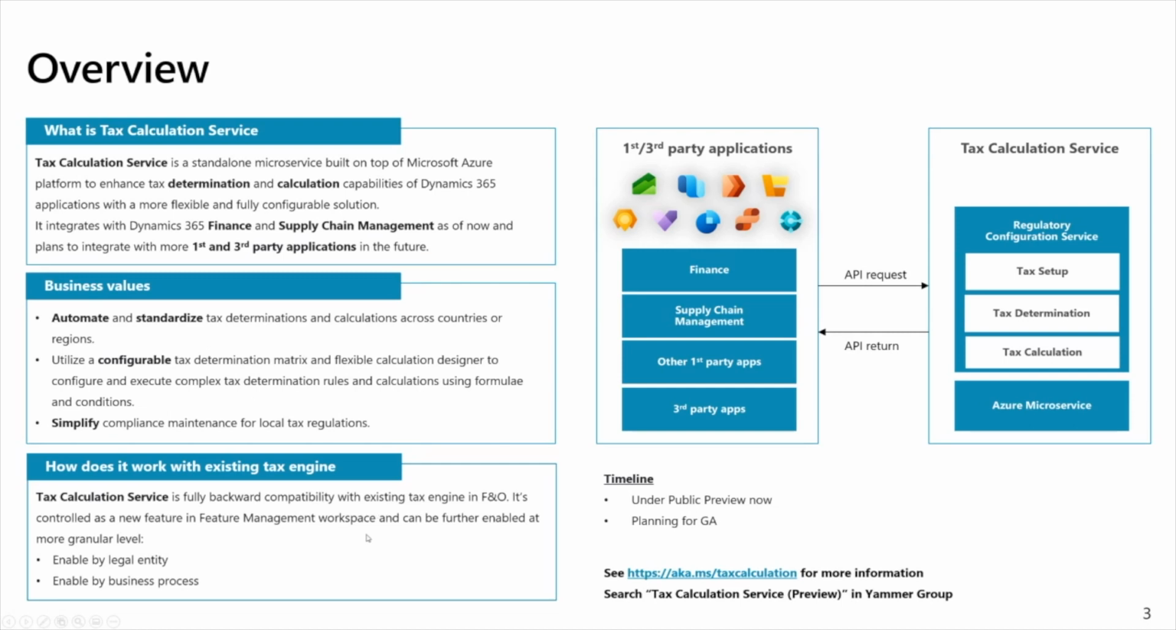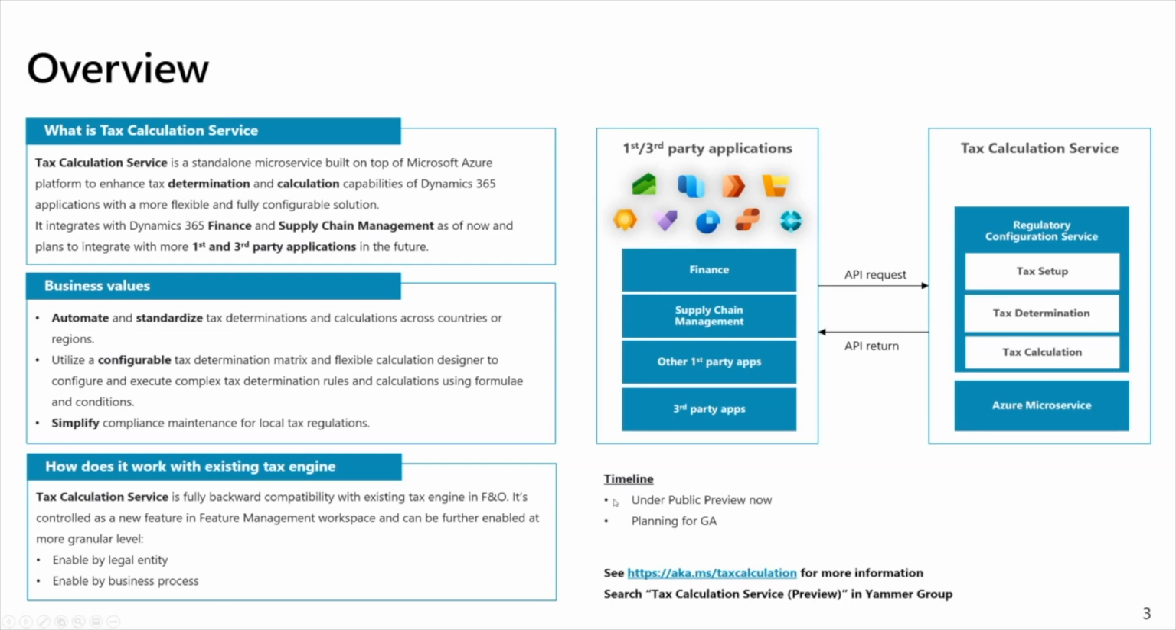And we have 2 further levels of control here. So you can enable it by legal entity, which means for legal entity A, you can enable tax calculation service, and for legal entity B, you can enable the existing tax engine. They can run in parallel. And furthermore, you can enable it by business process. So for example, for a sales process, you can enable tax calculation service if you have complex local requirements. And for the purchase process, maybe the existing tax engine is enough for you, so you don't turn on tax calculation service and keep the existing tax engine. So there are 3 levels of controls here.